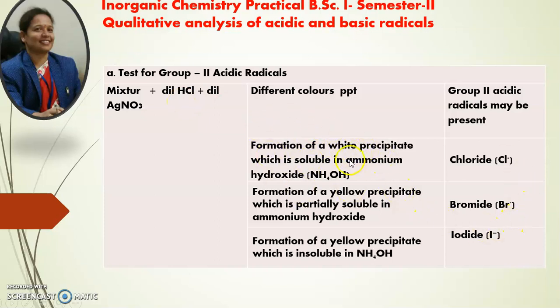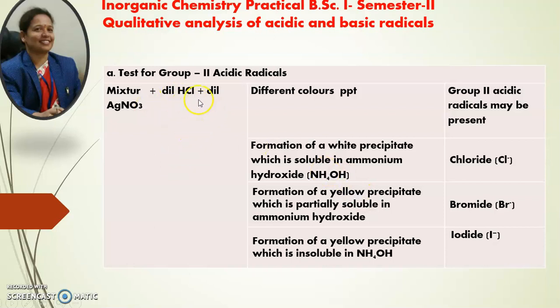See the formation of precipitate and its color. If a white precipitate which is soluble in ammonium hydroxide is formed, then chloride radical is present. If a yellow precipitate is formed which is partially soluble in ammonium hydroxide, then bromide radical is there. If a yellow precipitate which is insoluble in NH4OH, then iodide may be present. We cannot confirm this radical on the basis of this test only. We have to perform some confirmative test of this radical. But this is a preliminary test.